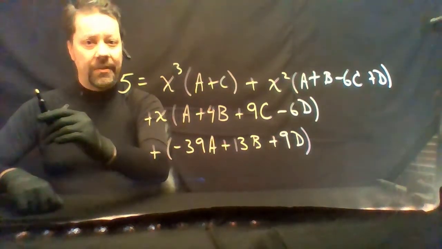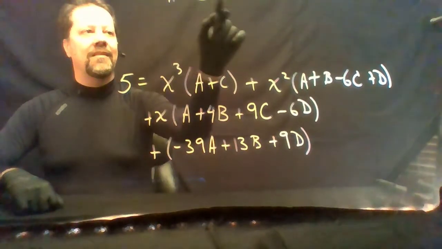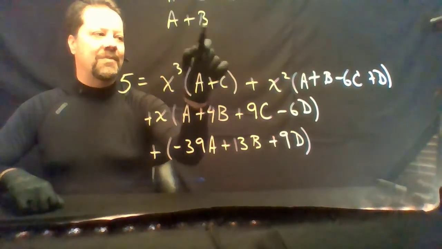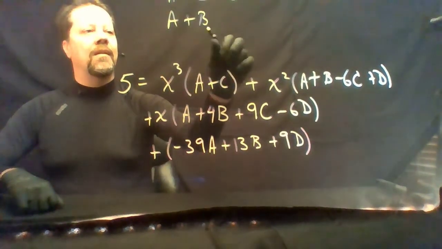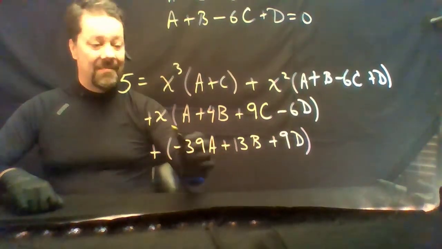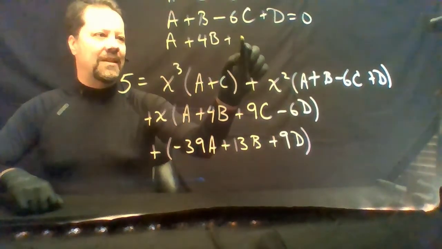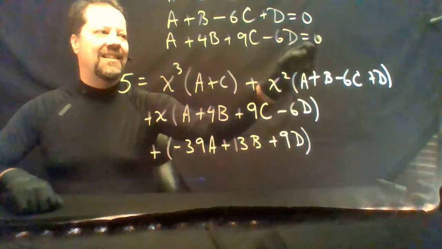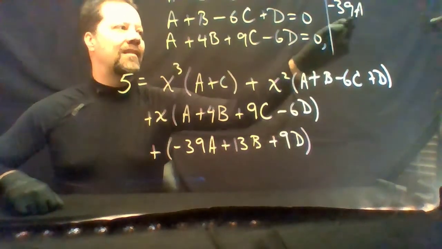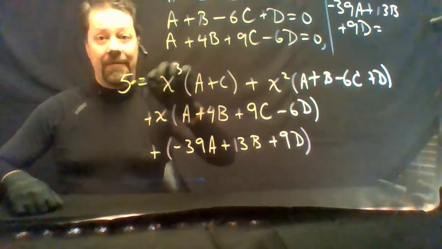We need to equate the coefficients on both sides of the equation. The coefficient of x cubed on the left is 0, and on the right, a plus c. So a plus c is 0. Same thing with the coefficient of x squared. A plus b minus 6c plus d is 0. Same thing with the coefficient of x. A plus 4b plus 9c minus 6d is 0, and one more equation. Negative 39a plus 13b plus 9d is equal to 5.